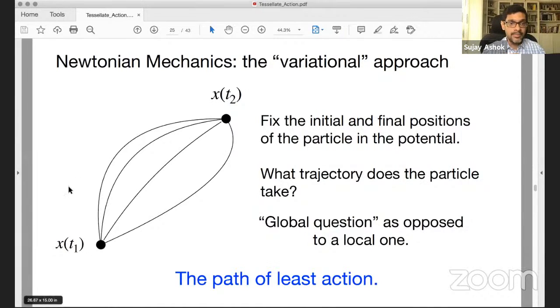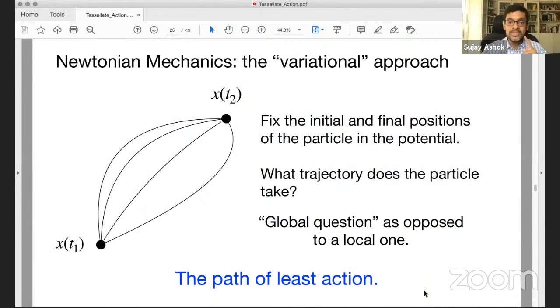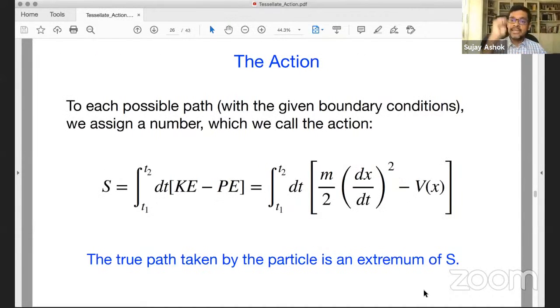Okay, I've gone on and on about the action. What the hell is the action? The action is the following. The action is a number that you associate to every path. You see here, I drew several paths. And for every path, I assign a number, which is called the action. And what I mean by extremizing the action is that I go through the list of numbers and see which of these numbers is an extremum.